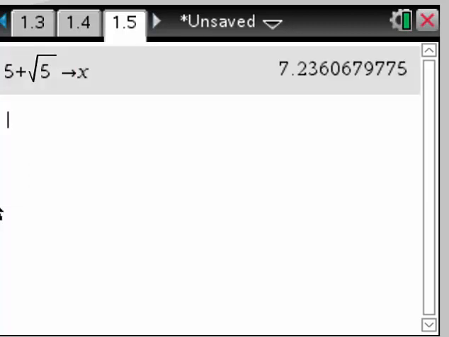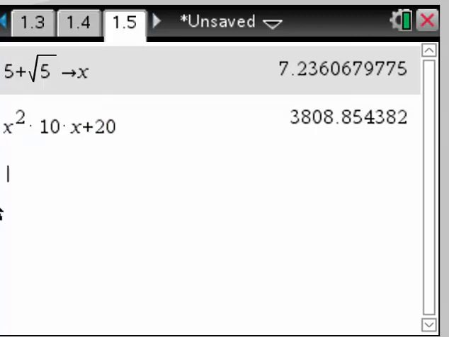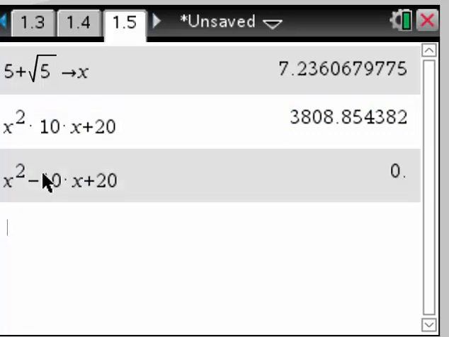So 5 plus the square root of 5, store it for x. So you can see that's an irrational number. Okay. Now I'm going to plug it into the equation, so x squared minus 10x plus 20, and I want it to equal 0. That's a problem. Oh, I forgot the minus sign. That's what the problem is. Did a times sign instead of a minus sign. There we go. And there's 0.